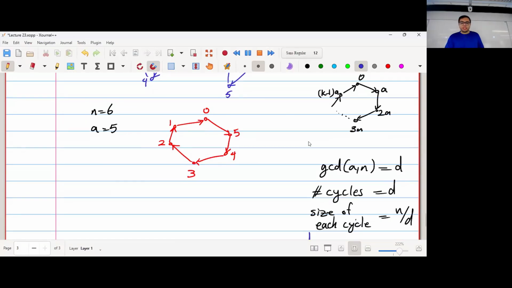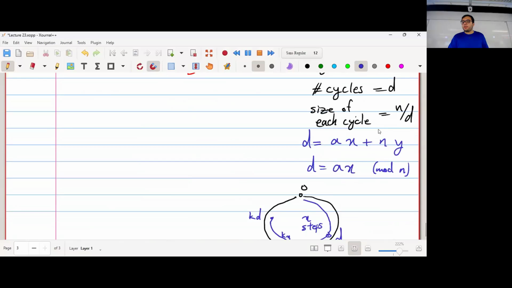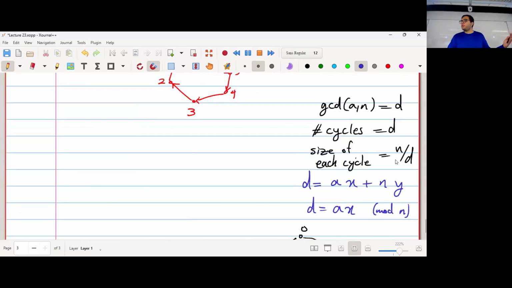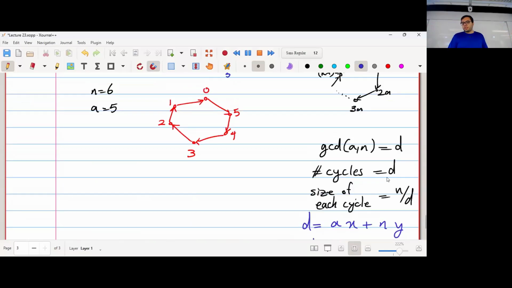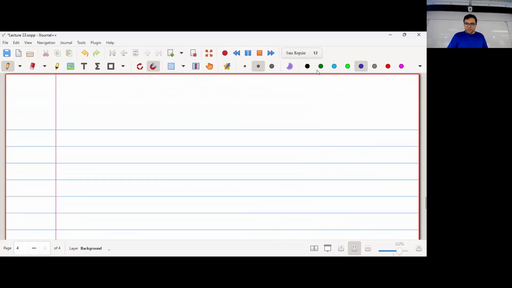Because again, remember that I'm only looking at the numbers as remainders. I'm only looking at the numbers from 0 to n minus 1. I'm asking how many multiples of d are between 0 and n minus 1, well, n over d, right? And then the number of cycles is, of course, just the total number of numbers divided by the size of each cycle. What we proved here is this. So this is our theorem.